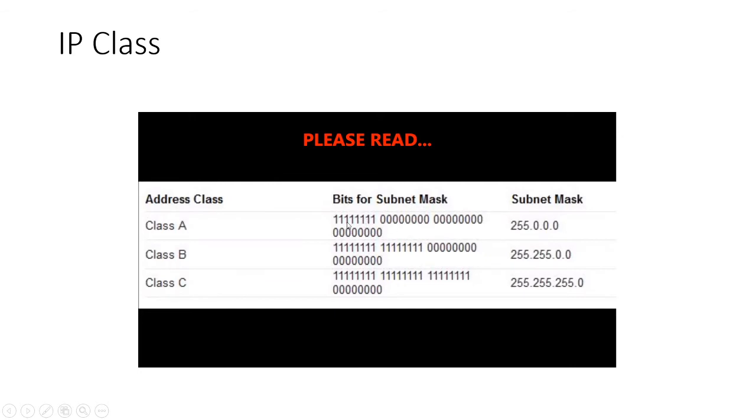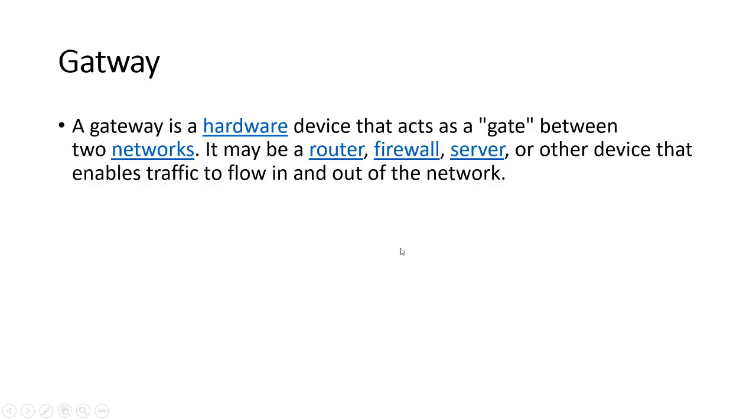The first field will read as 1 and then zeros, and then there is a subnet mask for this kind of class A IP range. So the subnet mask will be 255.0.0.0. Then there are class B and class C. These are the bits for the subnet mask, and then the range of the subnet mask for these classes.